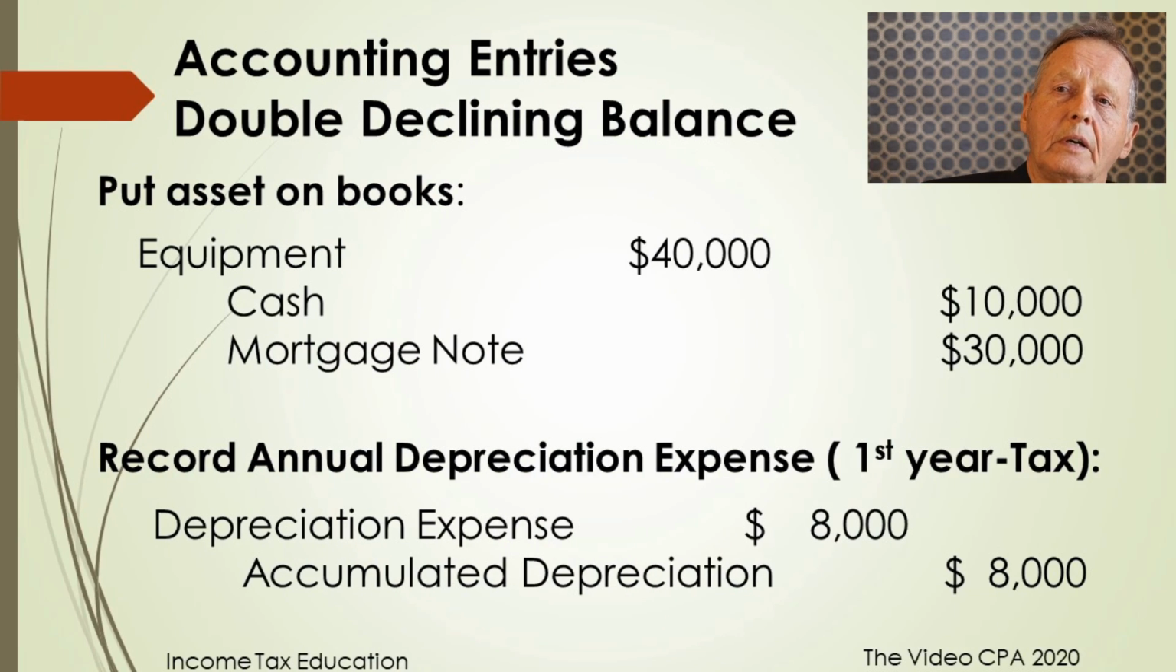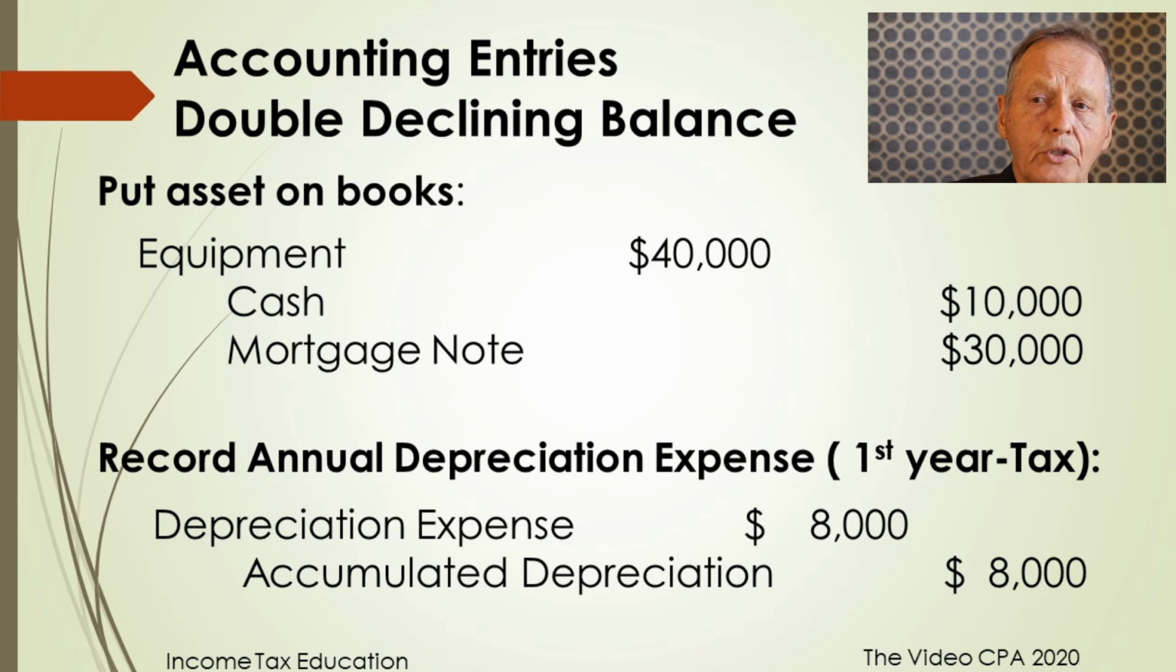Now let's go on and look at the accounting entries. Double declining balance accounting entries. First of all, we have to put our asset on the books. So the equipment is $40,000 that we purchased. And for example, in this case, we used $10,000 worth of cash, so we're going to credit cash, lowering the cash account by $10,000. And then we've got a mortgage note or a note payable here. It's probably more appropriate to use note payable than it is mortgage note, but that's $30,000. So your entry balances, you've got $40,000 set up in equipment, and then you've reduced your cash account by $10,000, and you've got a mortgage note on the books then, or a note payable of $30,000 as the liability.